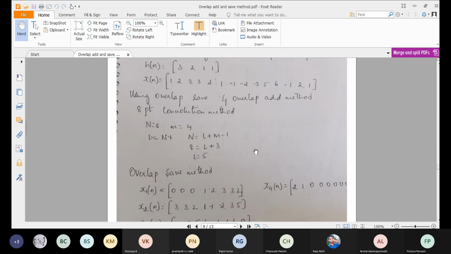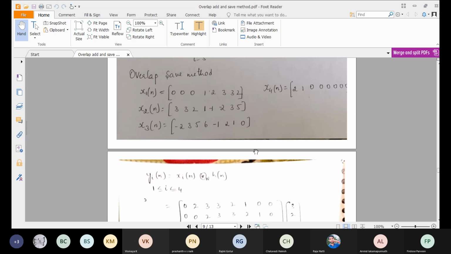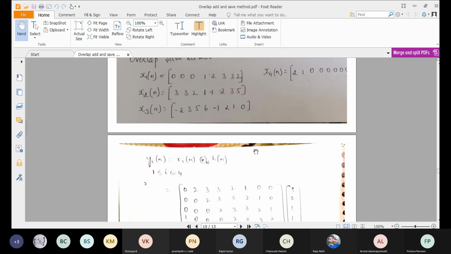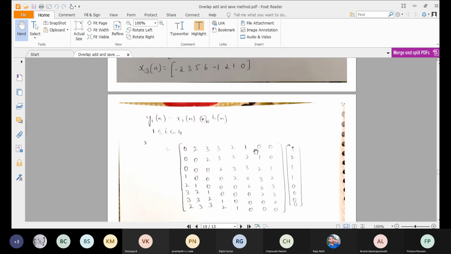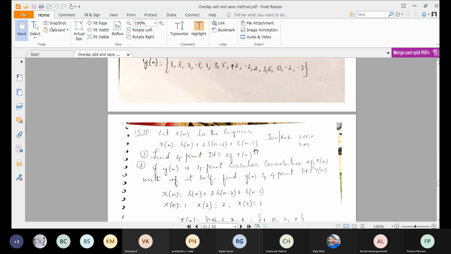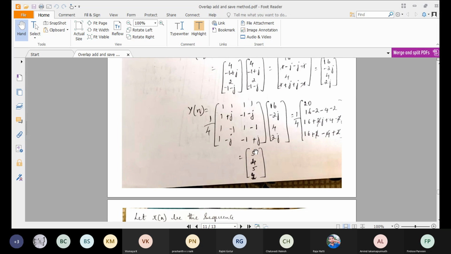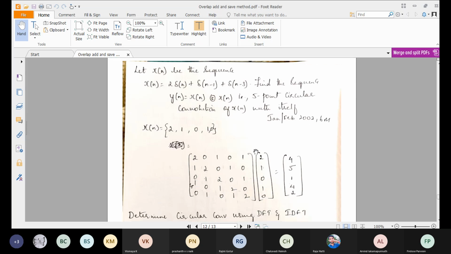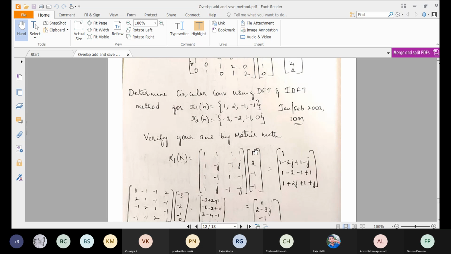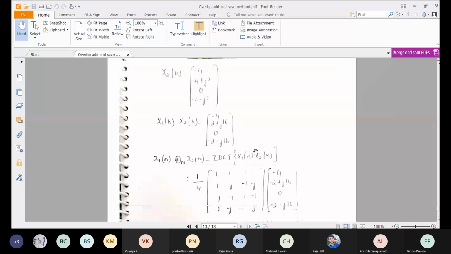For your internal purpose, till the overlap add and save method I'll be giving. So usually this completes your first module. You can go through the problems and solve them. I've done a few problems and I've also done some previous year's problems. You can go through these. If you have any doubts, you can message me or ask me during the class. Previous year's problems we have solved, you can just go through them.